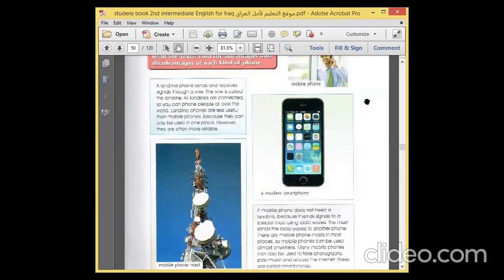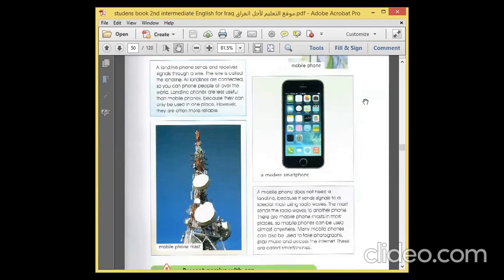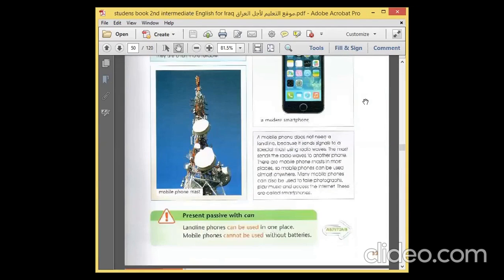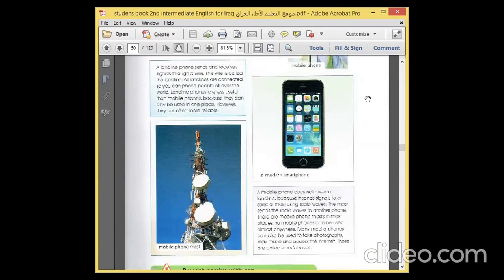So it's about these two texts. Okay, I will read it quickly. Try to read it too in your student's book. A landline phone sends and receives signals through a wire. The wire is called a landline. All landlines are connected, so you can phone people all over the world. Landline phones are less useful than mobile phones because they can only be used in one place. However, they are often more reliable.